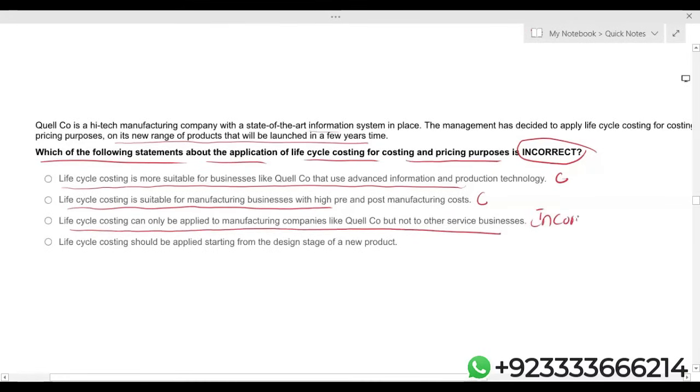Why not? You can use this on service businesses as well. Life cycle costing should be applied starting from the design. That's correct. Life cycle costing, of course, we use from day one until day last. We estimate each and everything. So logically, the answer is C.